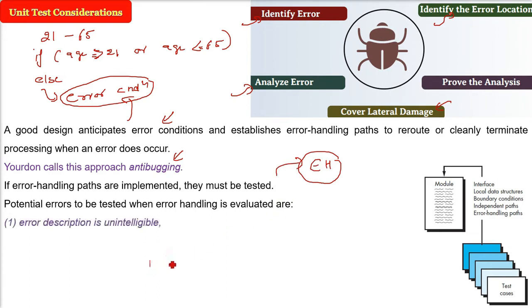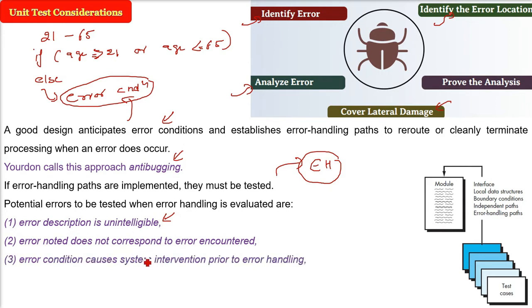Sometimes the error described by a developer is unintelligible. You cannot understand what the error is. The error noted does not correspond to the error encountered. The error that is coming is not at all the error you know ought to come. And the error condition causes system intervention prior to error handling. That means this error is not reached, because before that some other error has come.